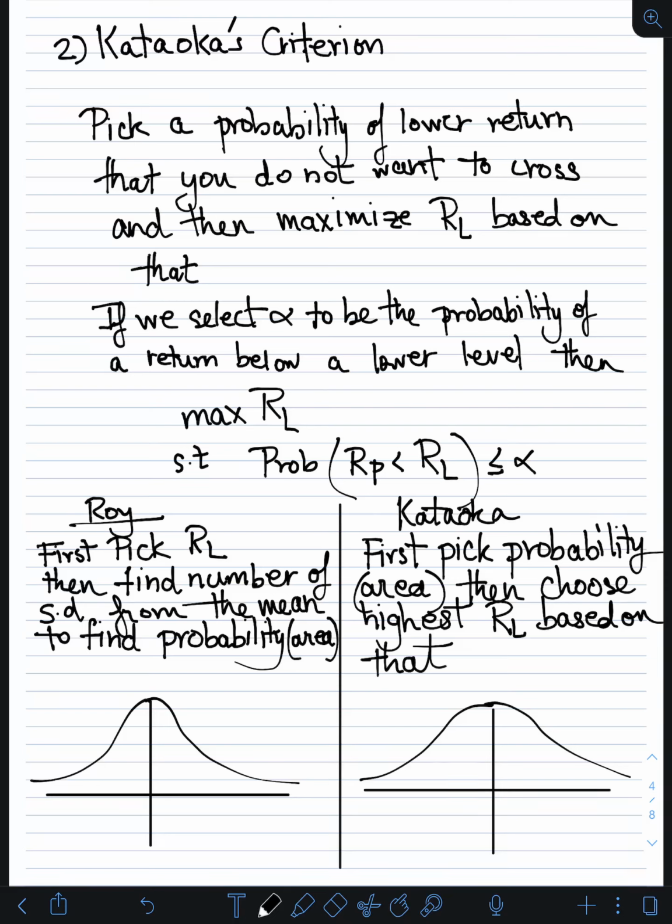We are now moving on to Kataoka's criterion. We just completed Roy's criterion. And basically, we're trying to still pick a portfolio based on certain rules. And let's see what Kataoka has to say.